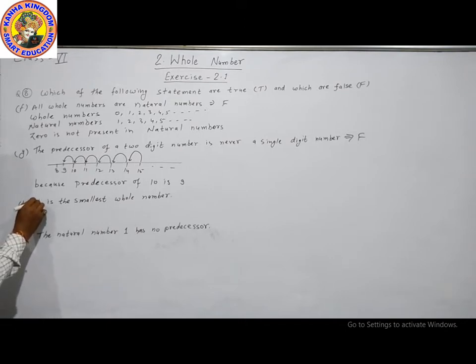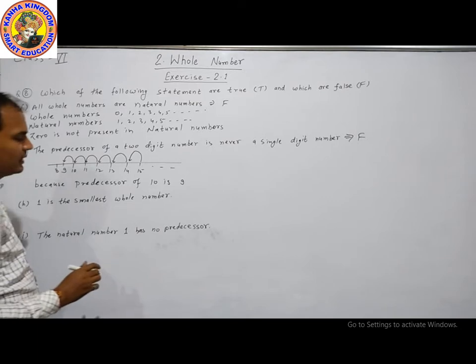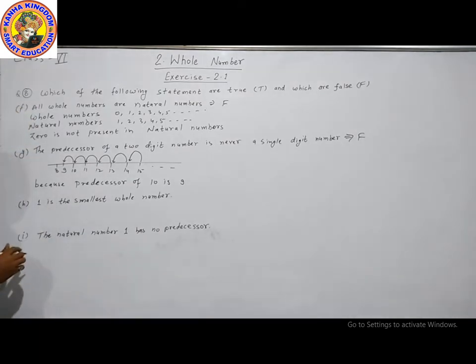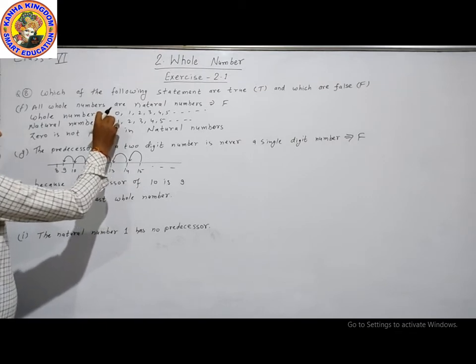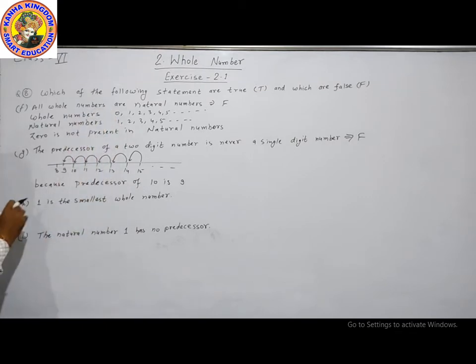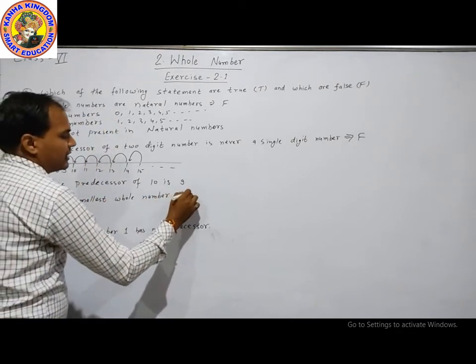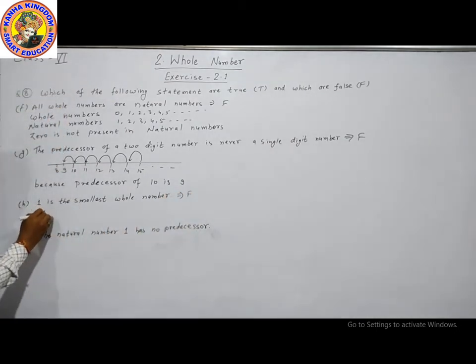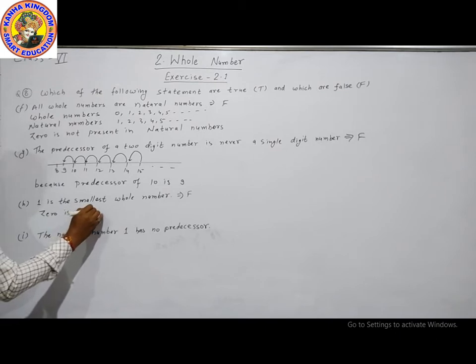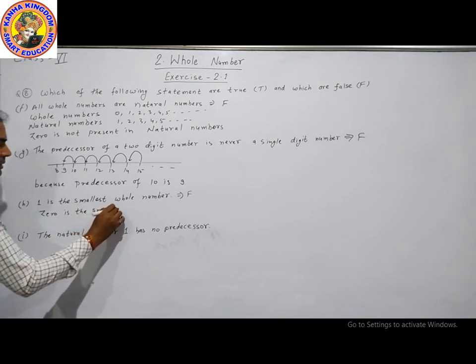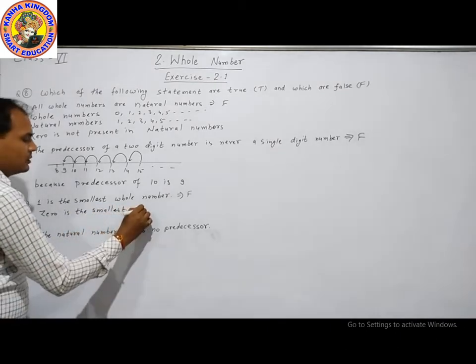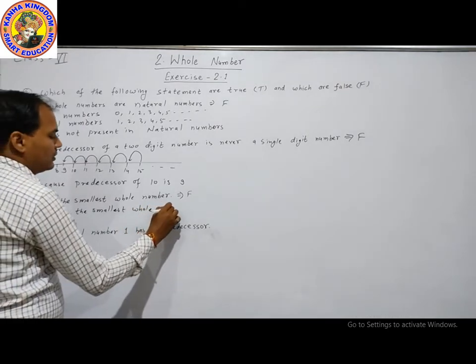Next is, 1 is the smallest whole number. Whole numbers start from 0. So 0 is the smallest whole number, 1 is not. The statement is false. 0 is the smallest whole number.